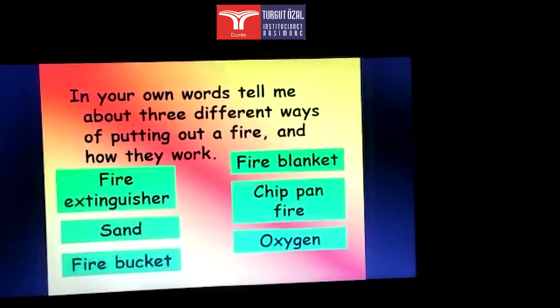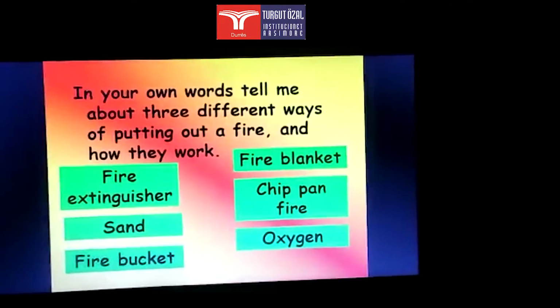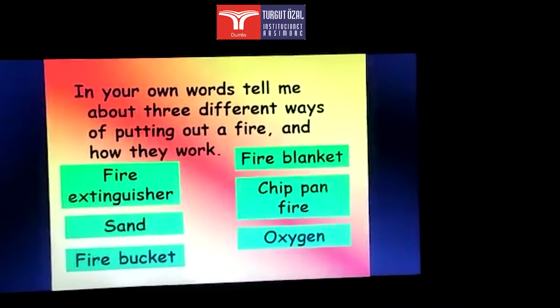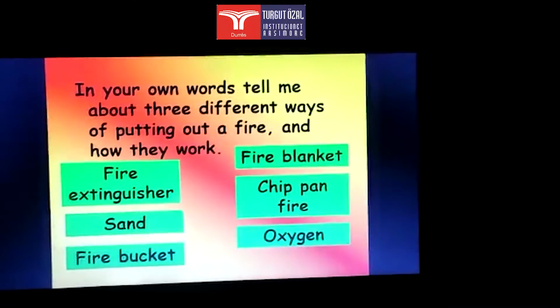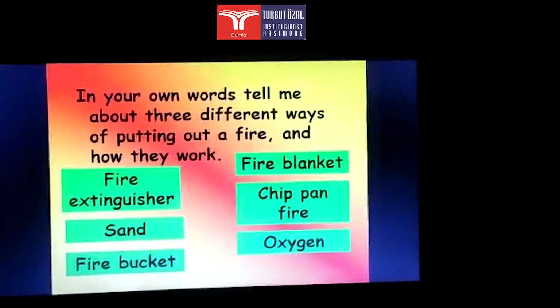In your own words, tell me about three different ways of putting out fire and how they work: fire blanket, fire extinguisher, cheap pan fire, sand, fire bucket, and oxygen.